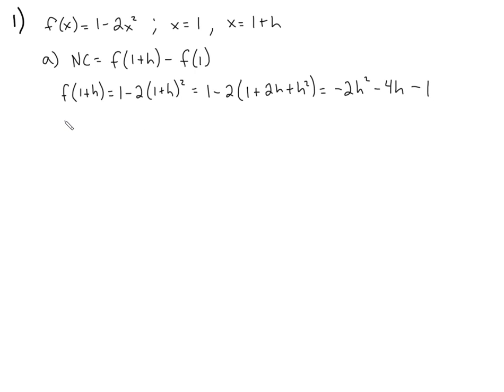Okay, and then we also need f of 1. f of 1, again, you can find that by plugging 1 into the function. So 1 minus 2 times 1 squared is 1 minus 2, that's negative 1.